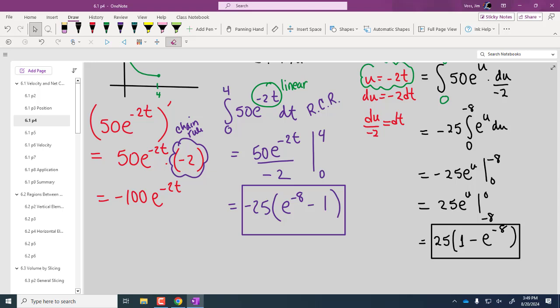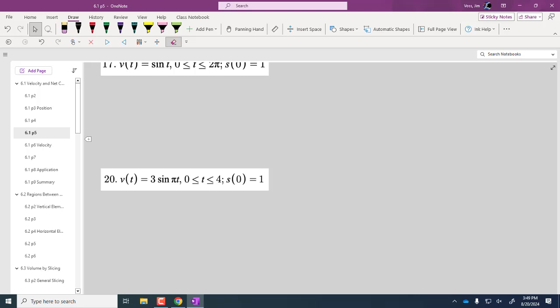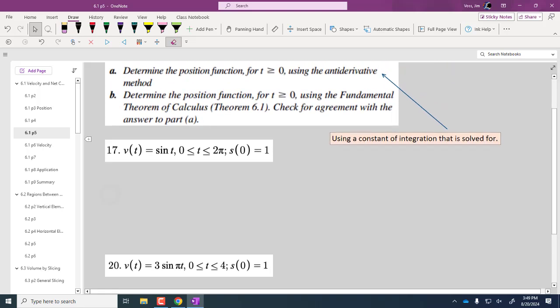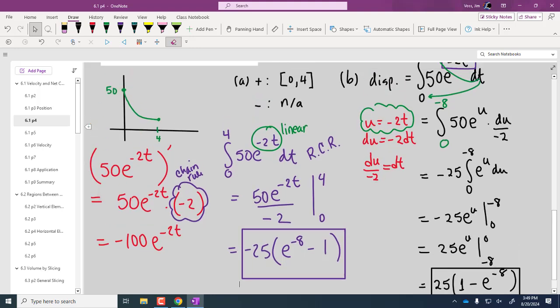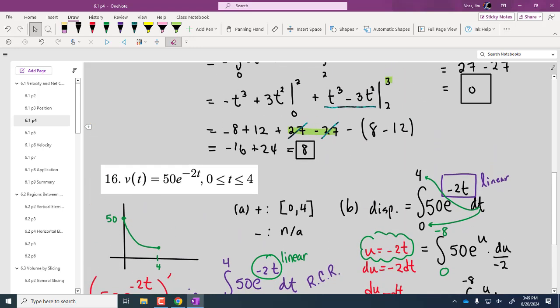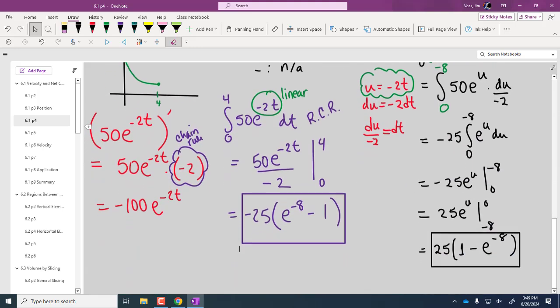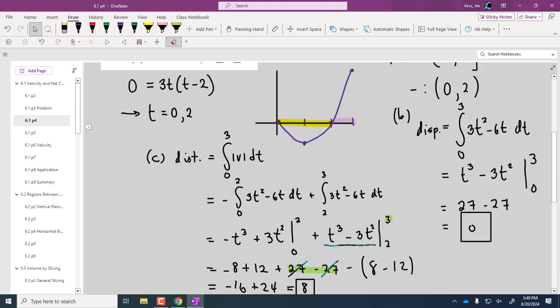All right, next page. We've got work to do here. Did we not do C yet? All of that just for part B? Oh, jeez. That's painful. Oh, there's a shortcut, right? What's part C? Total distance.